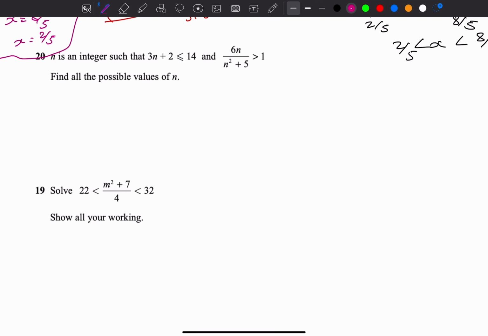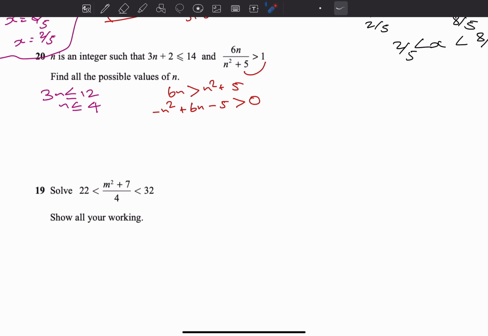This one is easy. 3n is less than or equal to 12, so n is less than or equal to 12 divided by 3, which is 4. For this one we would just multiply it over here. So it will give you 6n greater than n squared plus 5. Bring the n squared to the other side, minus n squared, positive 6n. Then instead of plus 5, you put a minus 5 over here, greater than 0. Make sure it reads n squared, n, and a number. It makes it easier for you.